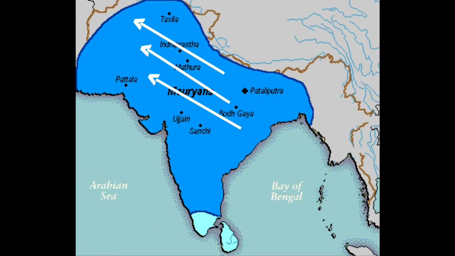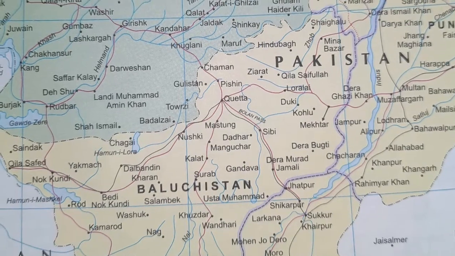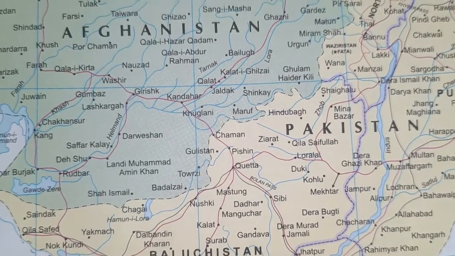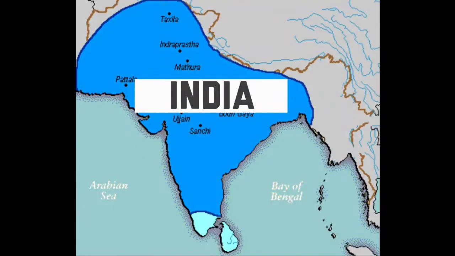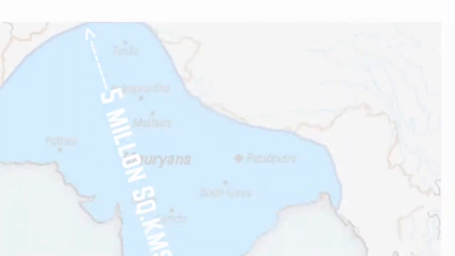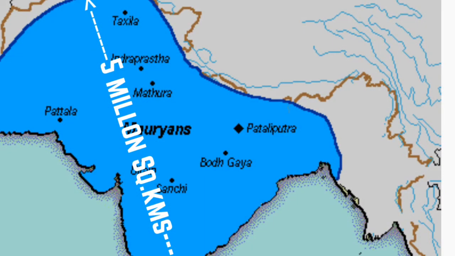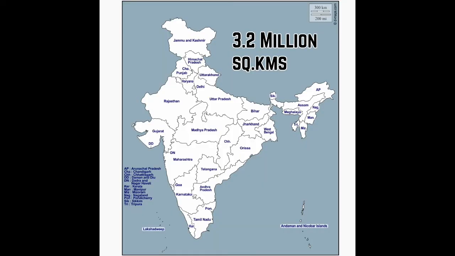At its peak, the Mauryan Empire extended its control to the west to what is now Balochistan and Pakistan and the Hindu Kush mountains of what is now East Afghanistan. This simply means that at that time, India was a unification of multiple countries irrespective of religion. Mauryan Empire is the largest political entity that has ever existed in the Indian subcontinent, extending over a vast 5 million square kilometers. At present, the area of India is 3.2 million square kilometers.